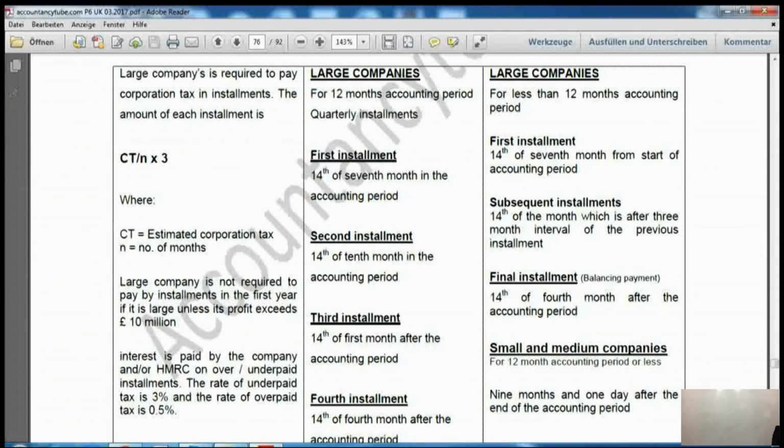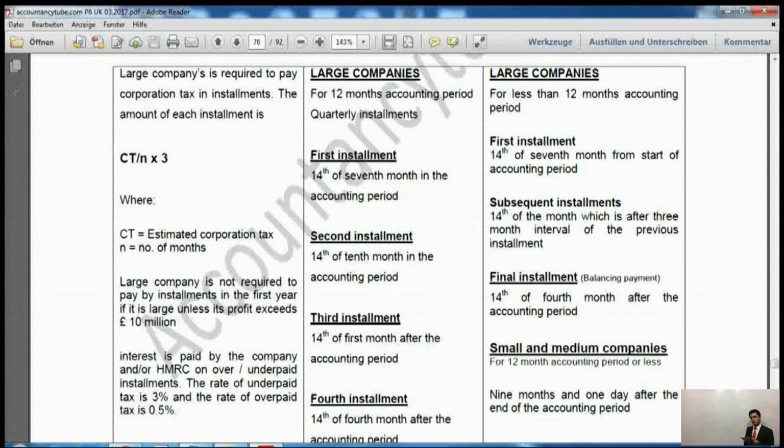Now, if your company is a large company, when do you pay the installments? There are 4 installments. The first installment will be 14th of the 7th month in the accounting period. Please remember the wording: 14th of 7th month in the accounting period. We are looking at installments of a large company if the accounting period is 12 months. If it is less than 12 months, we will look at that in a minute.